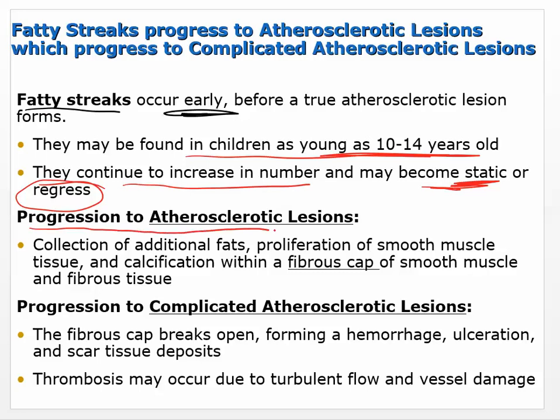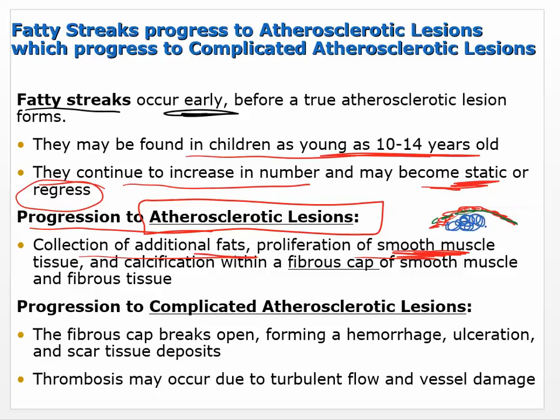Progression to atherosclerotic lesions. These fatty streaks will progress to an atherosclerotic lesion, and that is a collection of additional lipids and proliferation of smooth muscle. Remember the smooth muscle that's forming around it, and then smooth muscle and fibrous tissue. There's some elastin mixed in there, and that's what's causing that fibrous tissue. And remember, those foam cells are in here, collecting together too. So now we have an atherosclerotic lesion, or an atherosclerotic plaque.